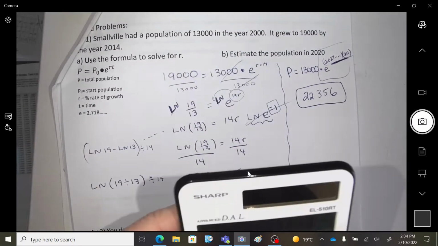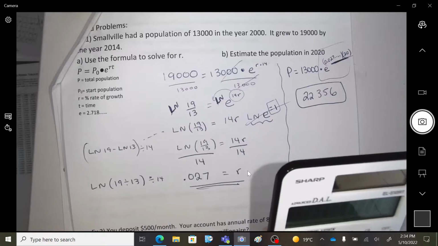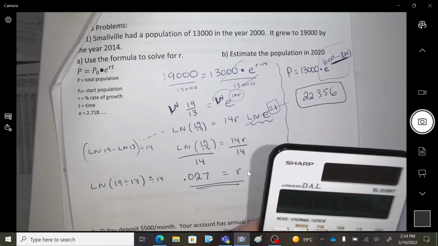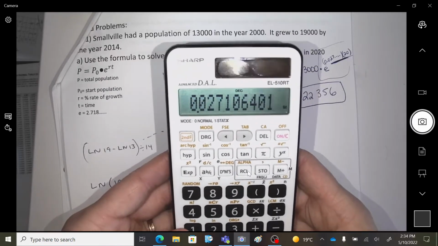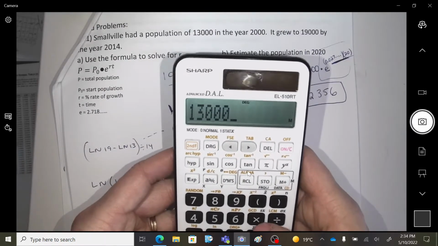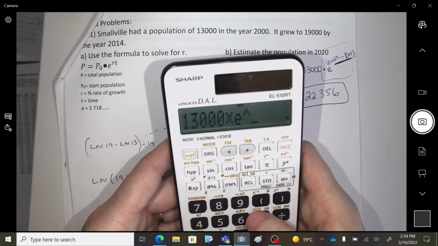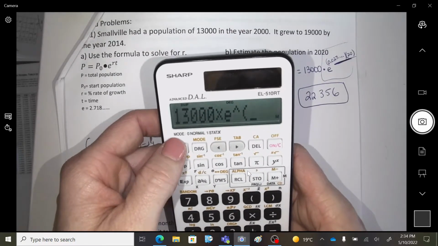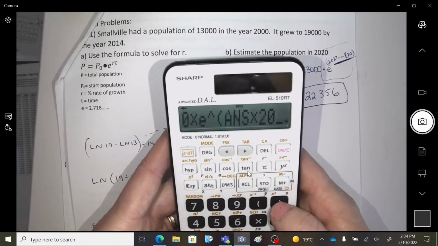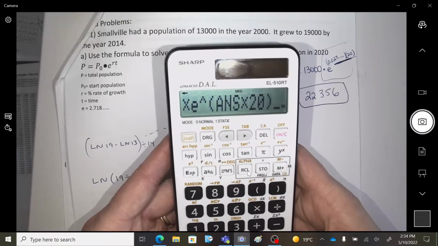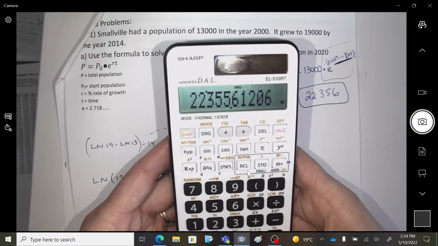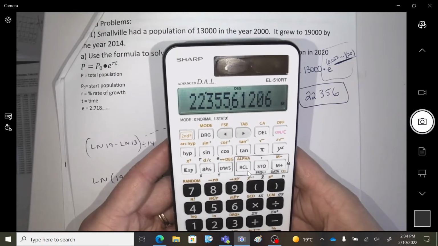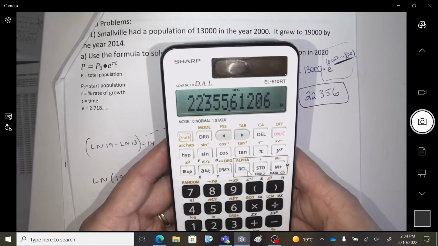Okay, I can try that. Okay, so if I put, you say if I have my r there, so I go 13,000 times e to the bracket answer times 20. Is that what you're thinking? Yeah. Yep, it works. Risky? I don't know how to type the answer like you type the answer, but.